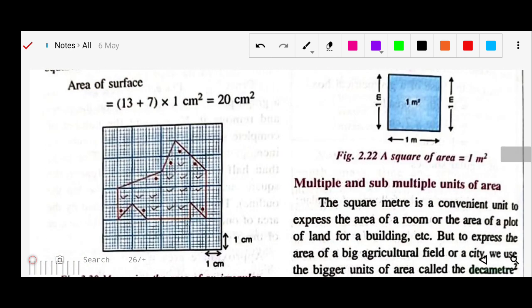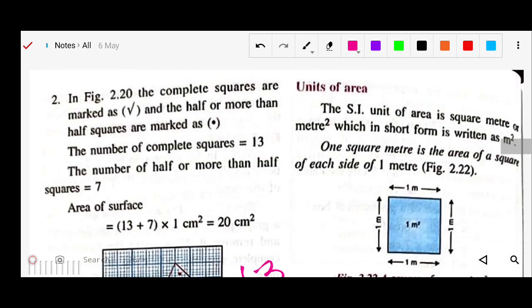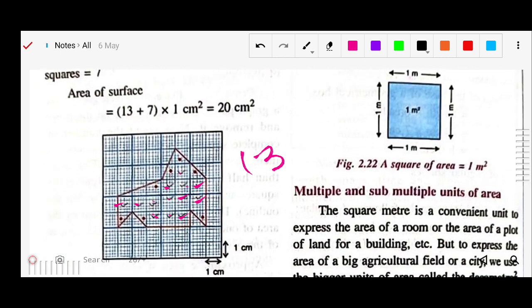As you can see, this is another figure. In this figure also you can see how many full, complete boxes: 1 2 3 4 5 6 7 8 9 10 11 12 and 13. So 13 are the complete boxes, the covered ones. Then you can see how many are half or more than half, denoted by dots: 1 2 3 4 5 6 and 7. This is 7. So total is 20, into 1 centimeter for one box, so that is 20 into 1, that is 20 centimeter square, right?